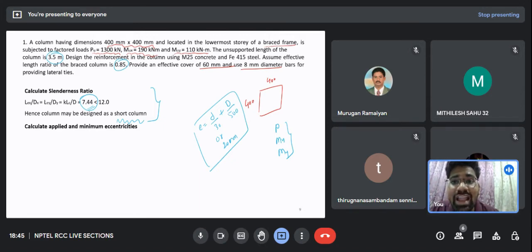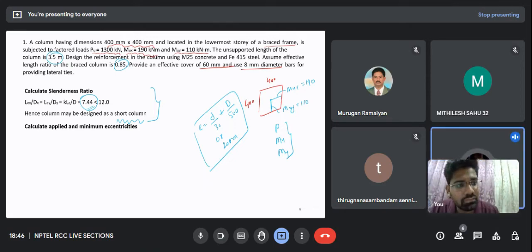This eccentricity I should compare with the eccentricity of my column. So how will you find the eccentricity of this column? This is subjected to Mu x and Mu y, that is for sure, because Mu x and Mu y are given as 190 and 110. Now how will you find the value of eccentricity for this column? Come on. E minimum in x direction and E minimum in y direction we will take.